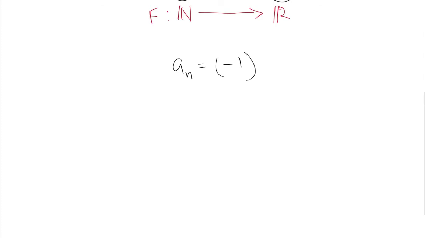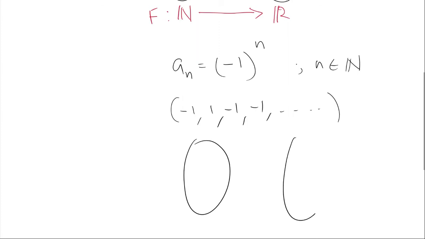Let's represent this sequence, (-1)^n, where n also belongs to the natural number system. So let's write the terms of this sequence: -1, 1, -1, 1. When n is equal to 1, (-1)^1 is -1, and so on. We can write the terms of this sequence. Let's put them in two circles.